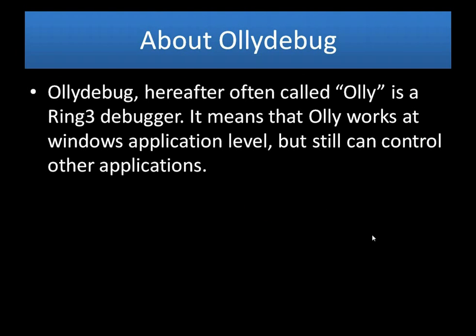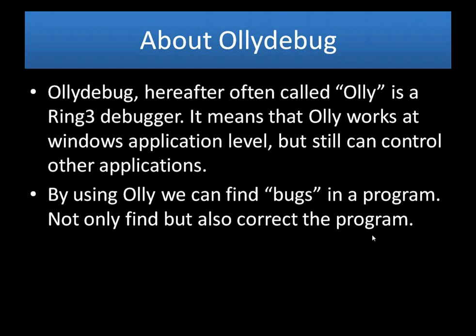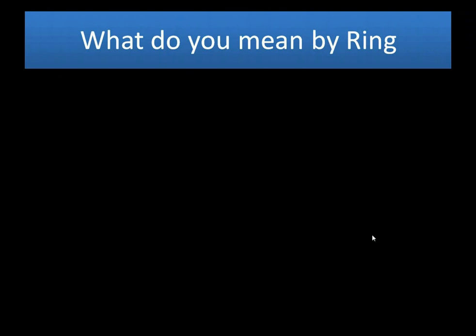Now, about OllyDbg. OllyDbg, hereafter often called Olly, is a ring 3 debugger. It means that Olly works at the Windows application level but can still control other applications. By using Olly, we can find bugs in a program, and not only find them but also correct the program.